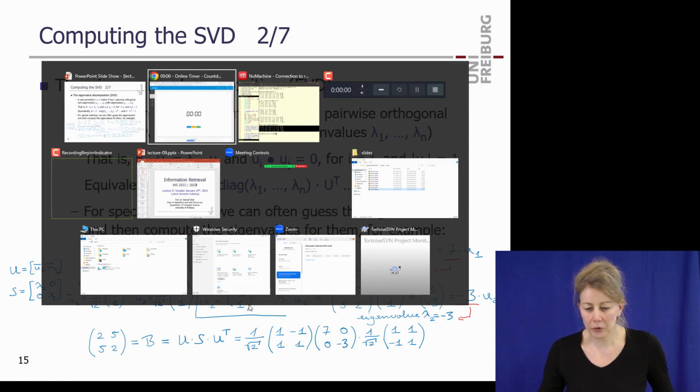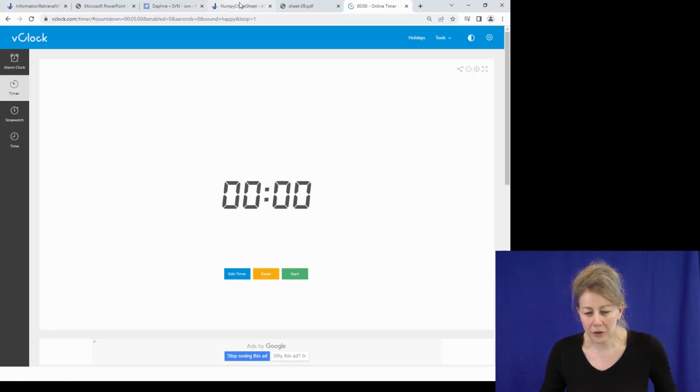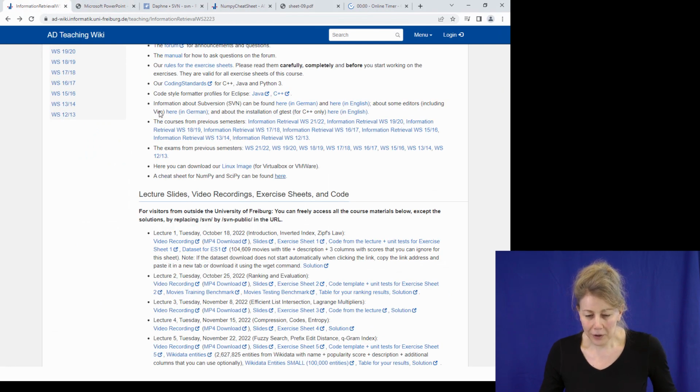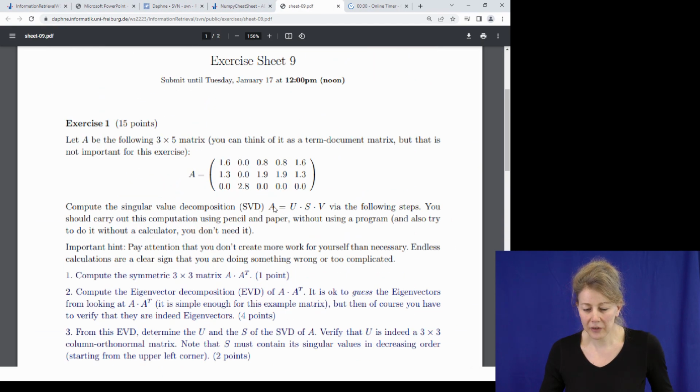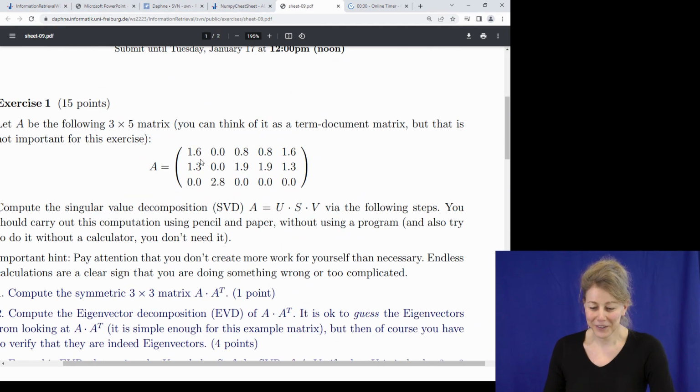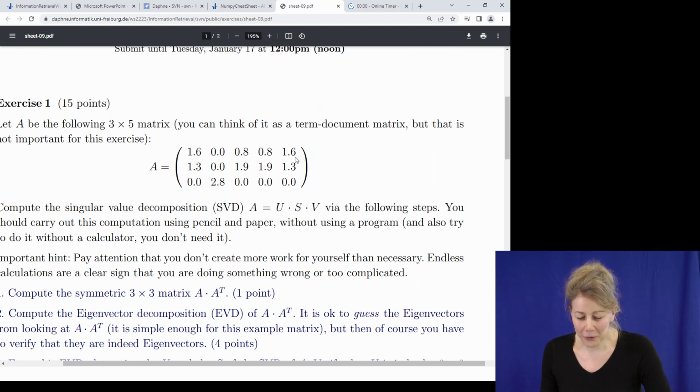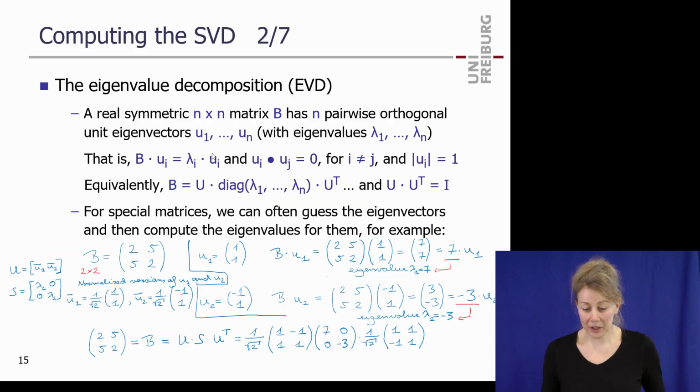And for the matrix, let me quickly show you the exercise sheet. So where is it? Oh, here it is. So that's the matrix you have. It doesn't look so easy, right? It's a 3 times 5 matrix, and you should compute the singular value decomposition by hand. But it's a rectangular matrix. So now I showed you how to compute stuff if you have a symmetric quadratic matrix.